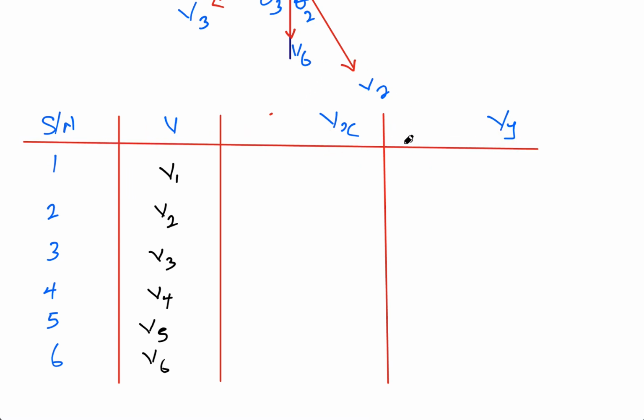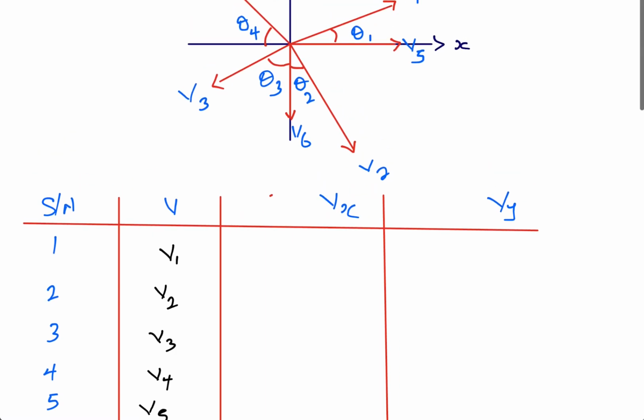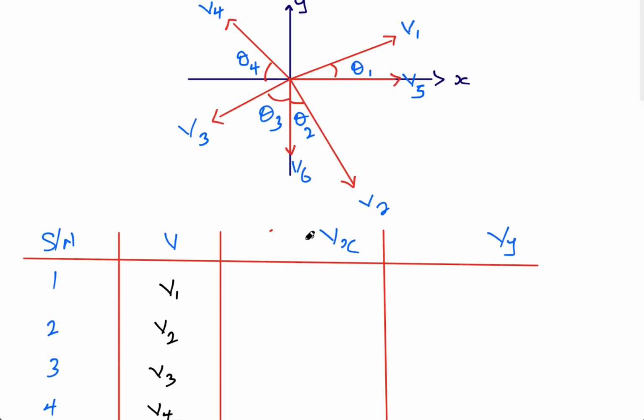So the rule is that we want to get the component of each of these vectors: the x component and the y component. There are 3 major rules that we'll be following. The first one is that we have to determine the sign, that is, whether we will have a positive or negative vector, depending on the direction.